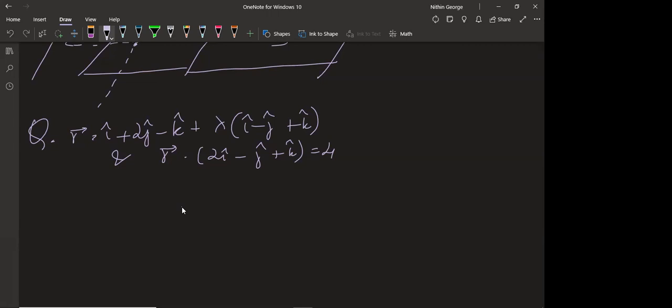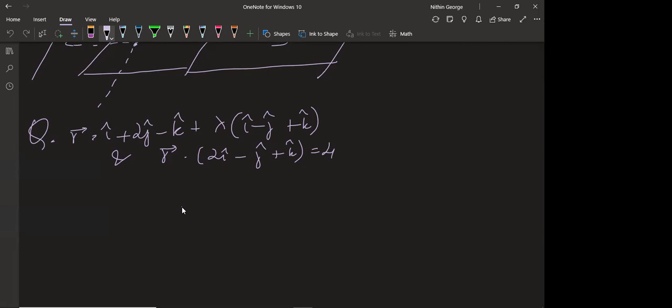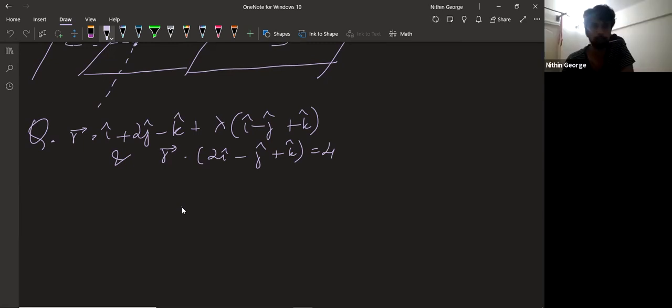Your answer is cos inverse 4 divided by 3 root 2. Cos inverse, sir. One second. No, it's not. Look, this is the b vector. Well, I'll just calculate it actually.